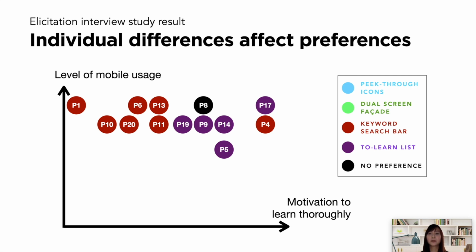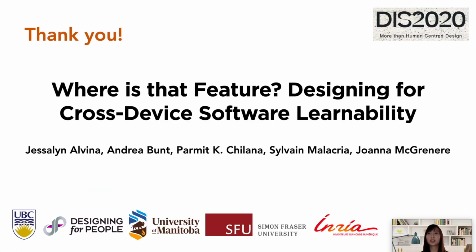The participants who avoided heavy mobile usage preferred learning about the mobile versions from the PC. As such, they appreciated the idea of getting a holistic view of which features were available in which device from their PC, for example, with see-through icons, or dual-screen façade. These findings highlighted the importance of providing cross-device learning support tools within all versions that consider individual differences of the target users.